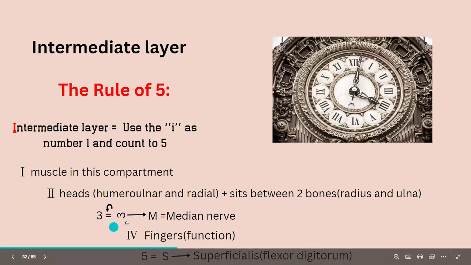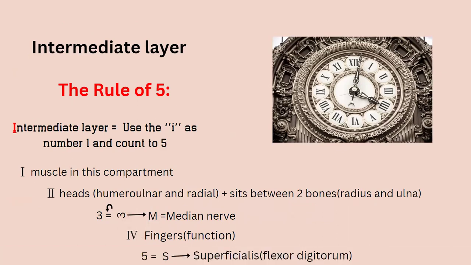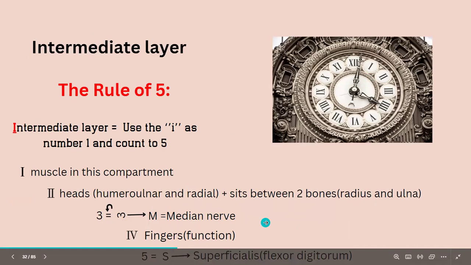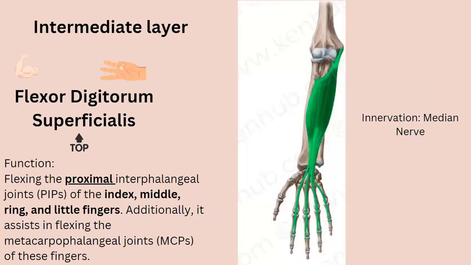Now 3, I just flipped the 3 so it looked like an M for me, indicating it's supplied by the median nerve. And 4, it brings function to 4 fingers. And 5, I just remember the 5 as an S, so it's the superficial muscle, not the deep muscle.